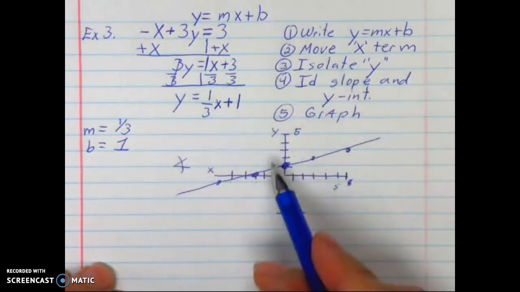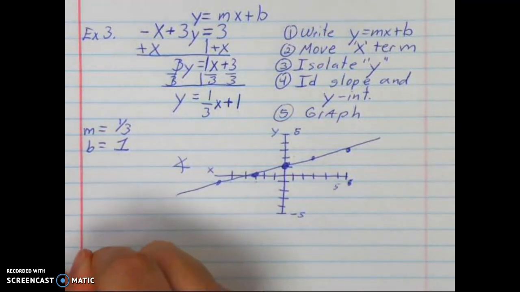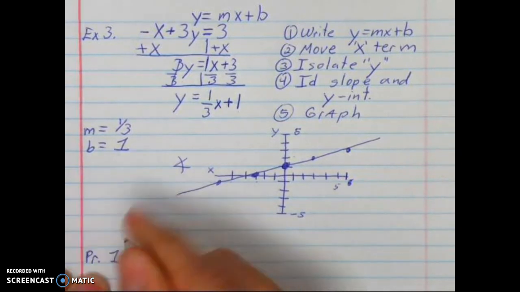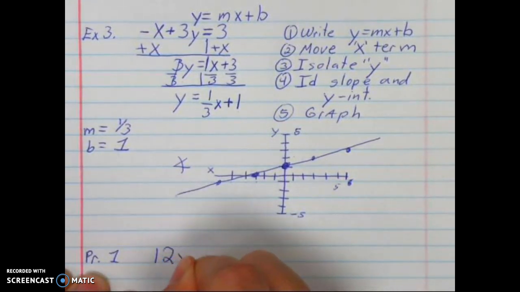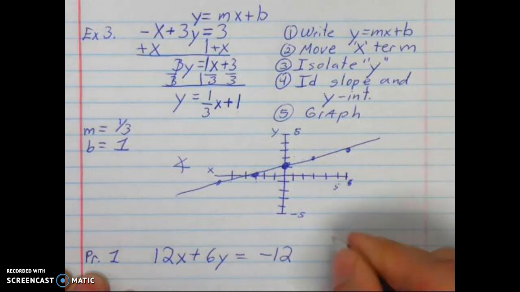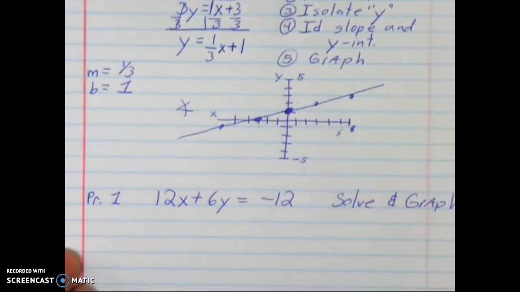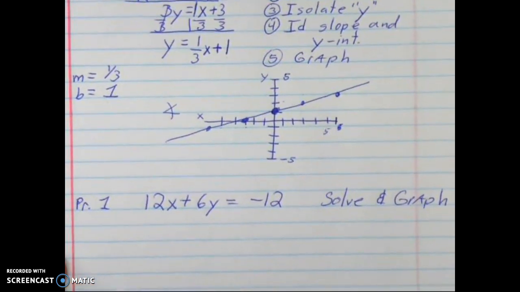So make sure that you hit pause and copy this all down. Actually, maybe before you pause, what we really want to do is also put down your practice problem. So here's your practice problem. Number 1, you're going to have to solve and graph this. So it's 12x plus 6y equals a negative 12. So you're going to solve and graph.